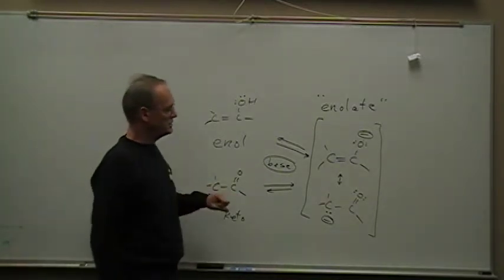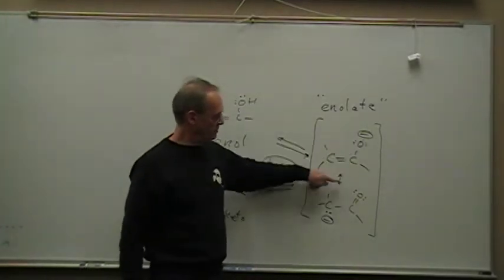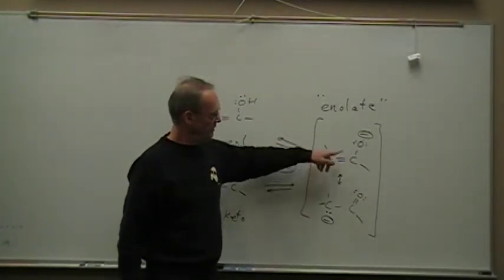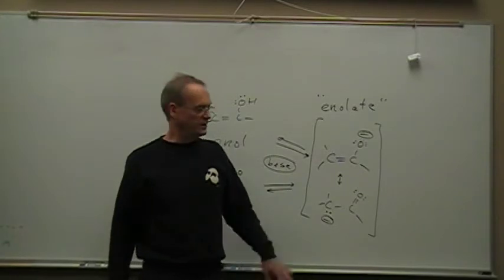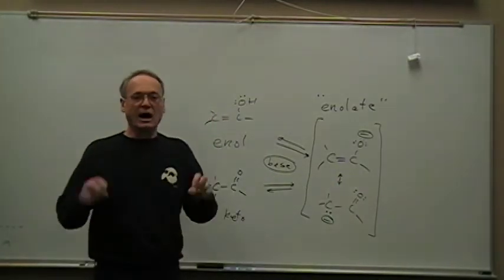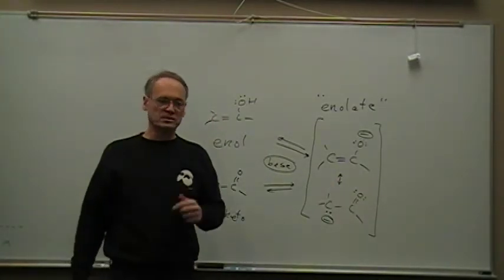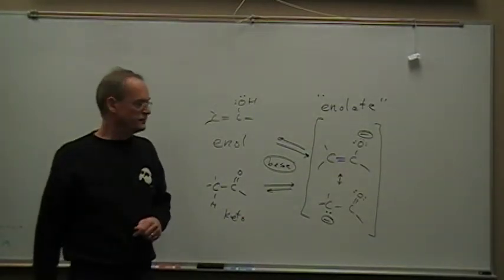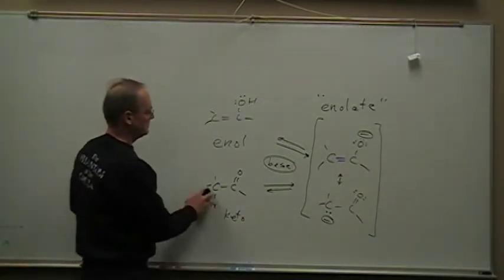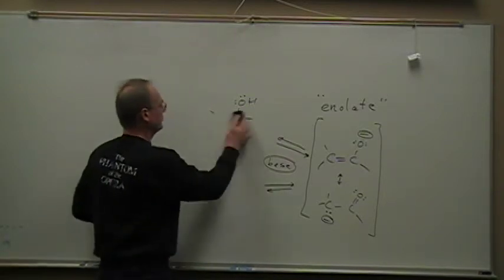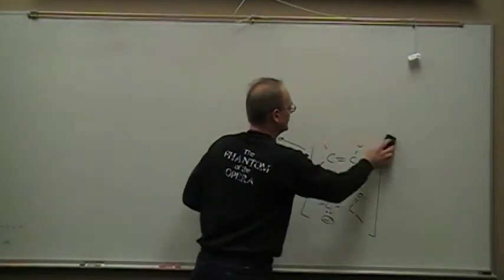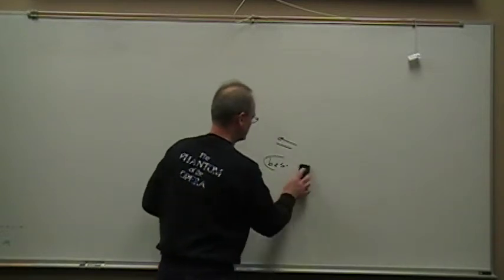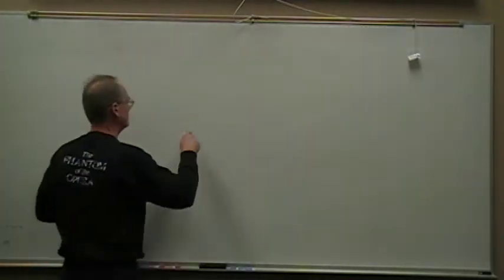Okay, anyway, the point is that the negative charge on carbon and the negative charge on oxygen are in resonance with each other, and therefore enolates are conjugated molecules and therefore more stable than other negative oxygens would be. One last type of molecule that we'll talk about in this little video are compounds called enamines.